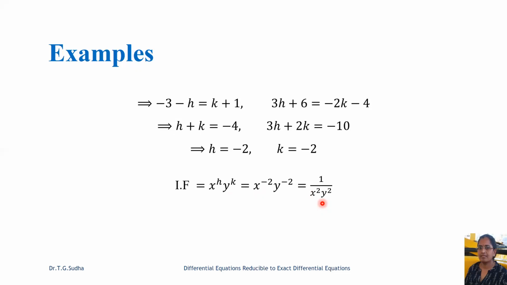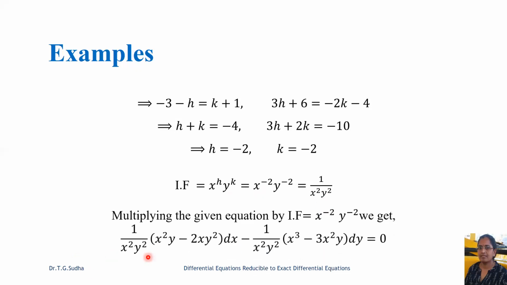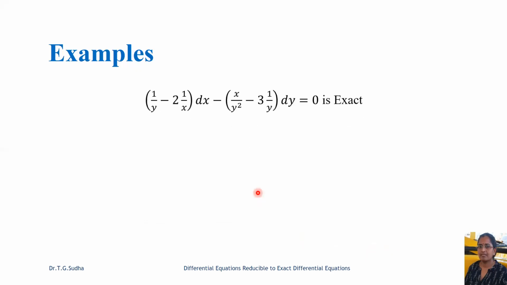Let us multiply the given equation by 1 over x square y square, and we get 1 over x square y square into (x square y minus 2xy square) dx minus 1 over x square y square into (x cube minus 3x square y) dy equal to 0. Now let us multiply the terms within the brackets and we get the expression in the form (1 by y minus 2 into 1 by x) dx minus (x by y square minus 3 into 1 by y) dy equal to 0, and this becomes exact on multiplying by the integrating factor.